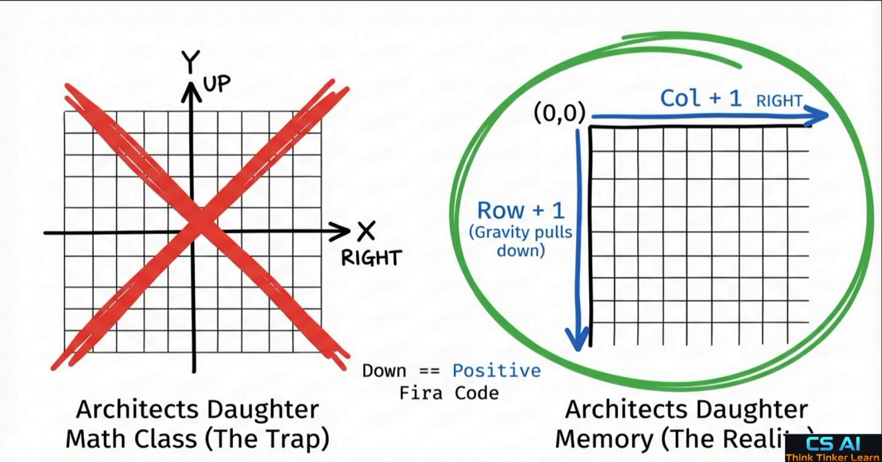Think of it like reading a book. You start at the top and move down the page. In game development, image processing, or pathfinding algorithms, down is always positive. Understanding that gravity pulls the row index down is the first step to avoiding logic errors. This distinction is one of those aha moments that makes interview problems much easier to visualize.